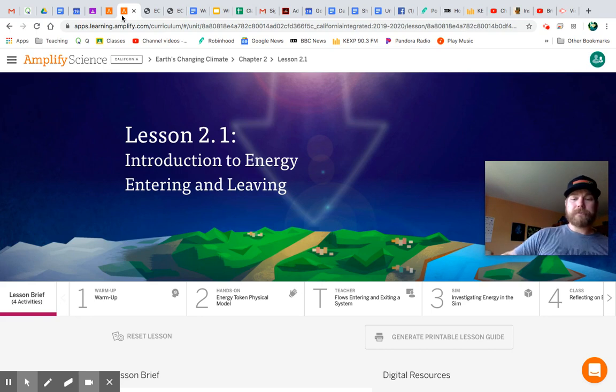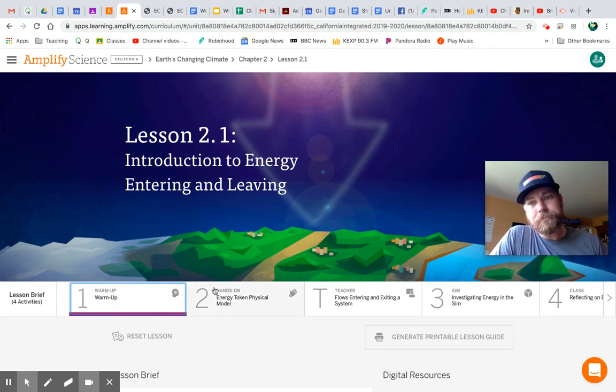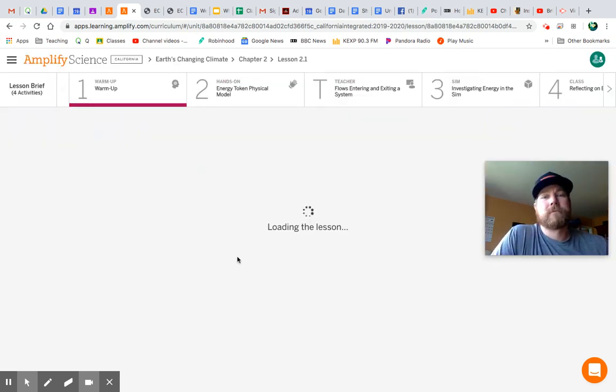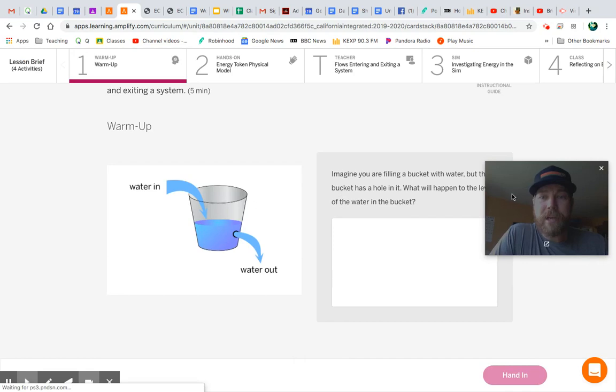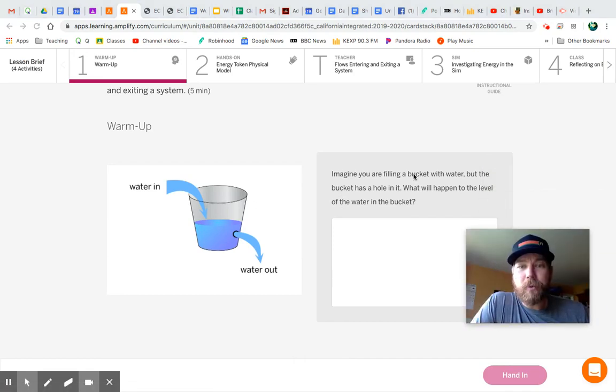Check this out. Your warm-up, let's go ahead and take a look at that. It's a bucket. Imagine that you are filling a bucket with water, but the bucket has a hole in it. Why would you be doing that? Well, I don't know, because you're trying to learn about energy. What will happen to the level of water in the bucket?